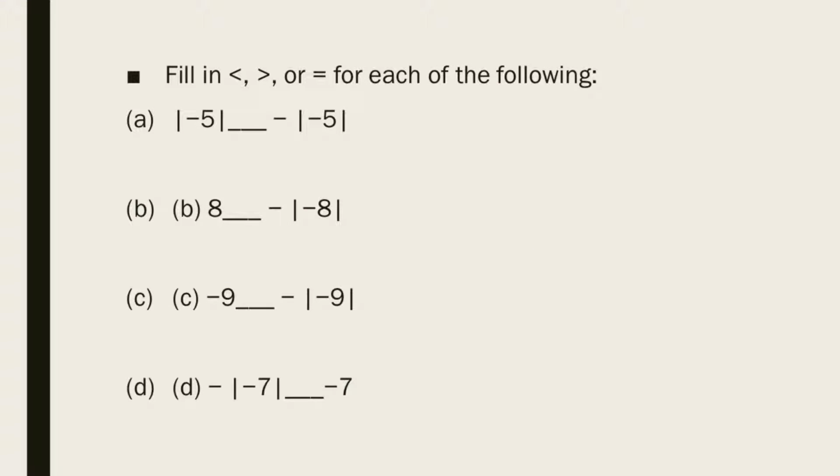Okay, on these problems, we have to evaluate the absolute value first, and then we have to compare the numbers. So on part A, I have the absolute value of negative 5, which is simply just positive 5. On the right side, I've got the absolute value of negative 5, which is 5, but I have a negative on the outside, so this number is negative 5 right here. So I'm comparing 5 to negative 5, and always your positive numbers are greater than your negative numbers.